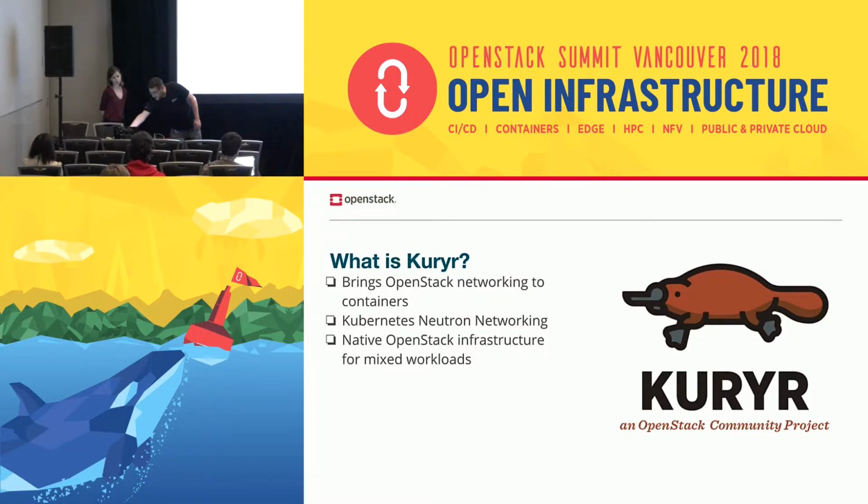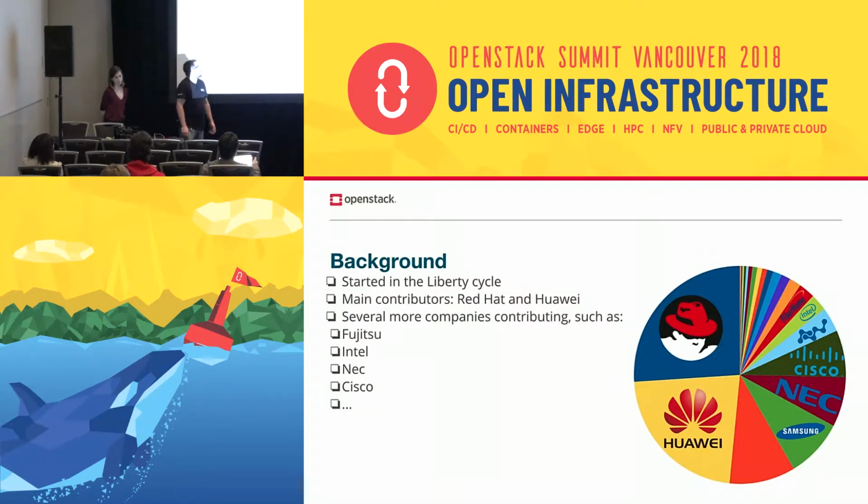So let's go ahead. We started this work in the Liberty cycle, and to be honest, we have been getting a lot of traction after that. Our main contributors as of now are Red Hat and Huawei, but we have been having contributors from quite a lot of different companies, such as Fujitsu, Intel, Cloud99, Samsung, NEC, Cisco, and so forth, and of course, a lot of individual contributors as well.